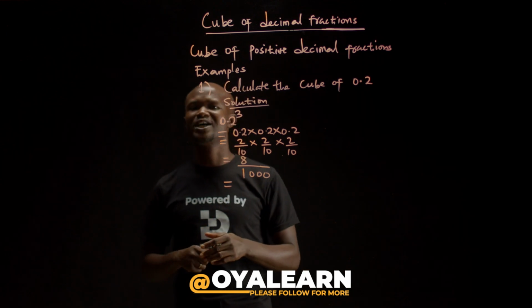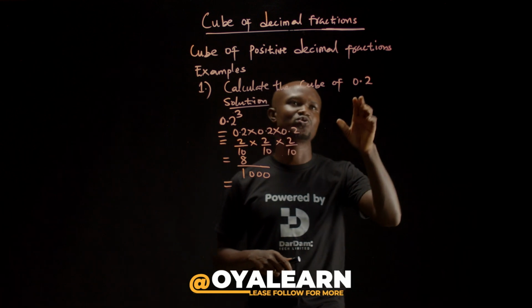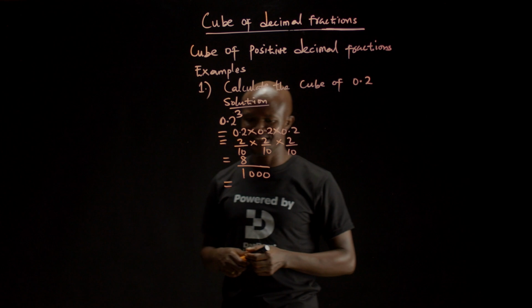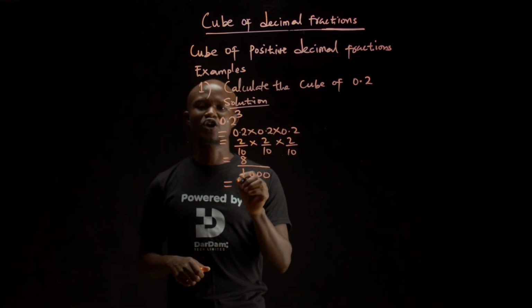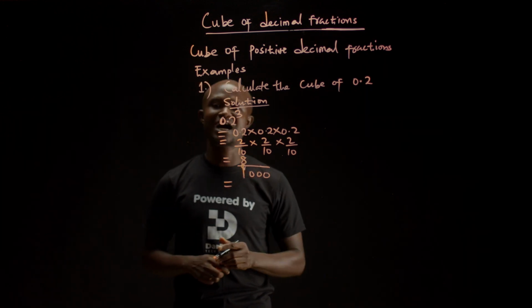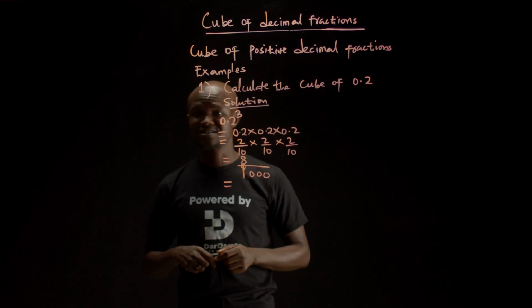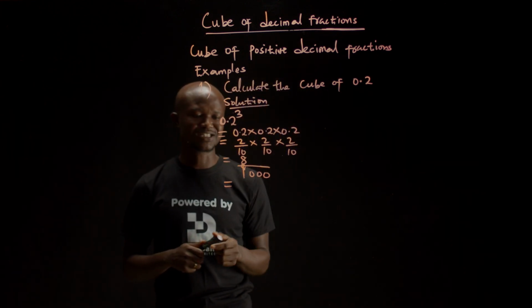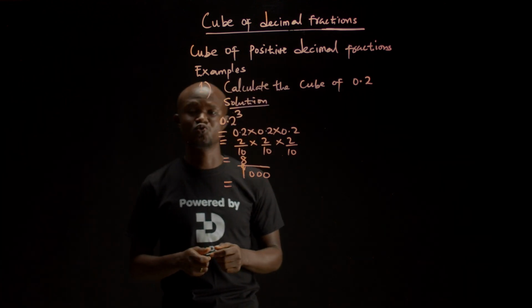This is not our final answer. We need to convert this 8 over 1,000 to a decimal fraction. In that case, we do what we call mapping, because we are dealing with a proper fraction. You map from the front, including numbers, apart from the zeros that we have here. So when you map this, we can only map 8 to 1.